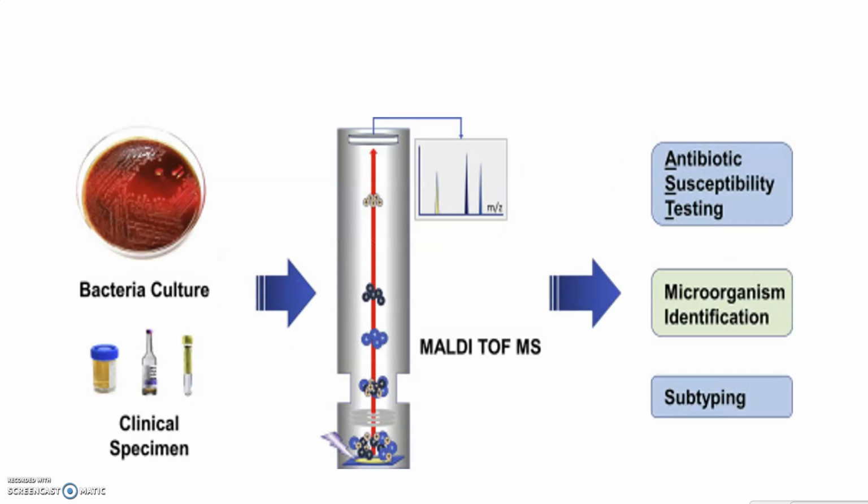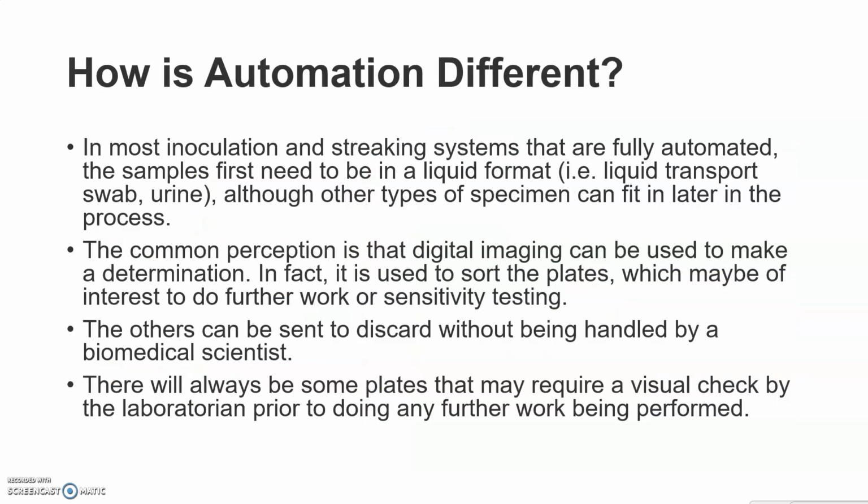This is the picture of MALDI-TOF. This helps to perform antibiotic susceptibility testing, microorganism identification, subtyping, etc. How is the automation different?